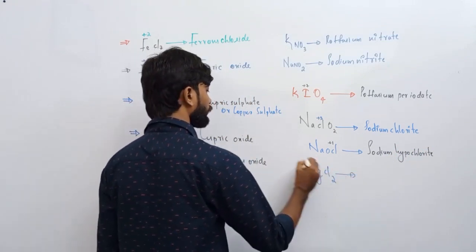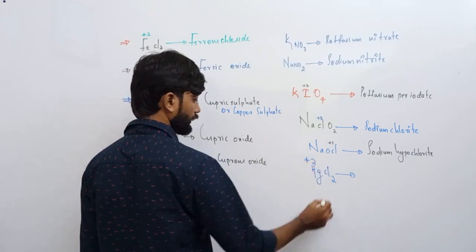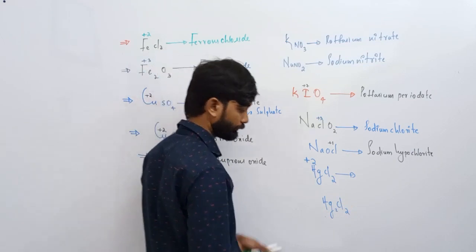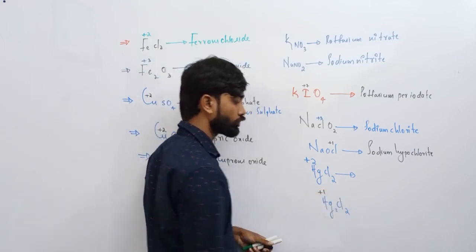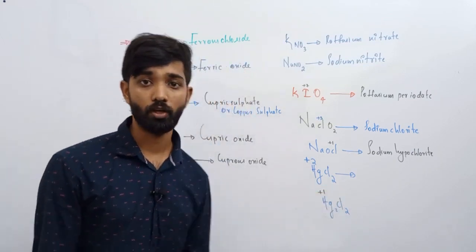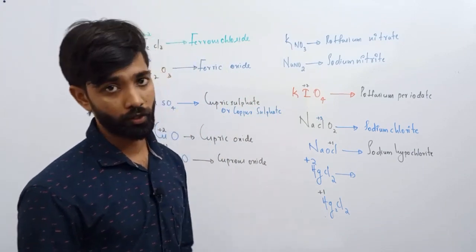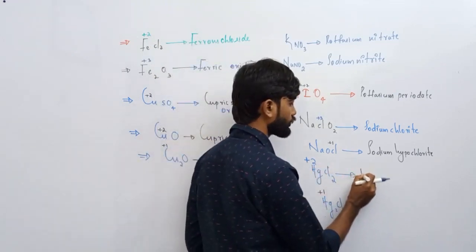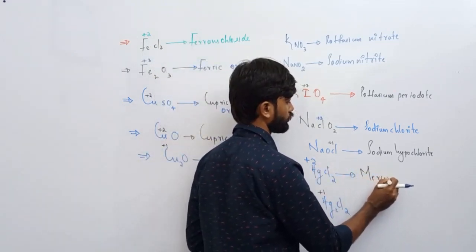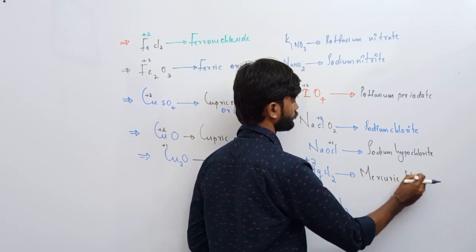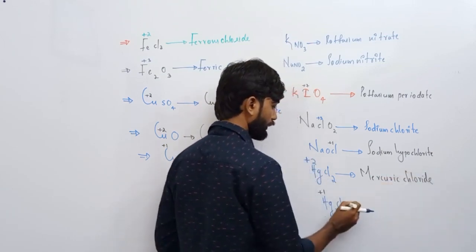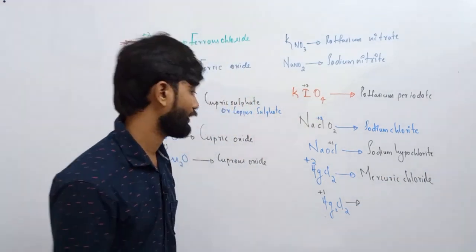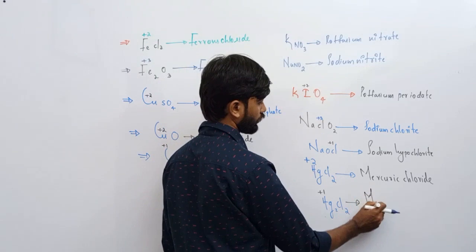HgCl2, where the mercury is in +2. And there is HgCl also, or Hg2Cl2, dimer form, where the mercury is in +1. So we can't just say mercury chloride. You have to mention whether it is mercurous or mercuric. So here +2, so this is mercuric chloride. And here we have +1, so it is mercurous chloride.